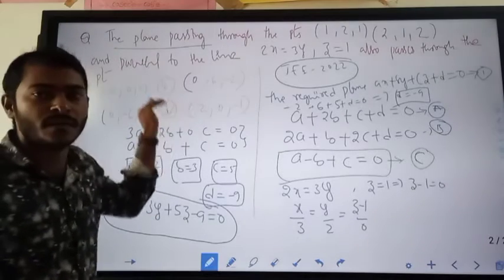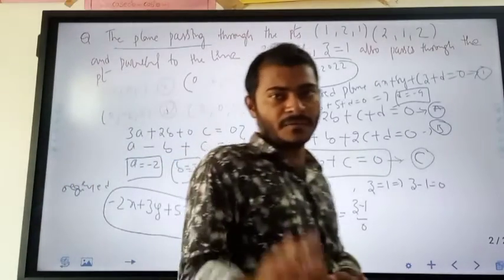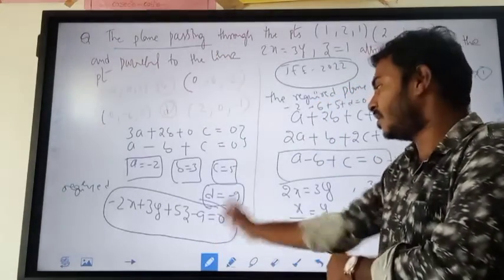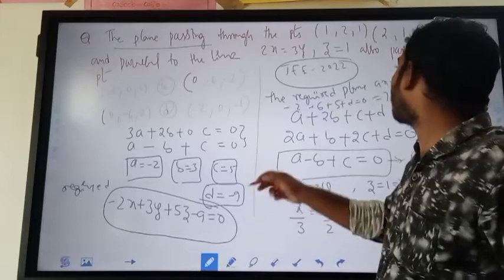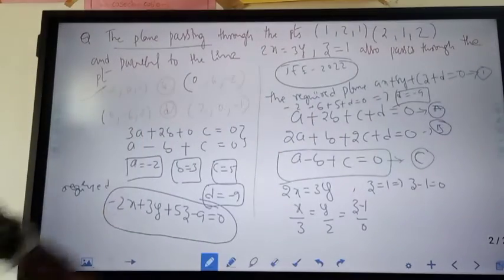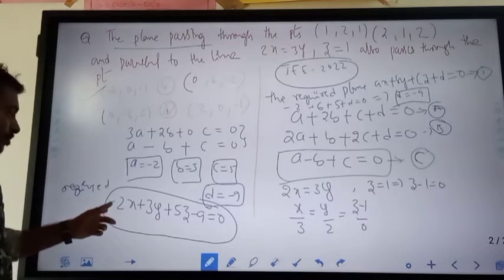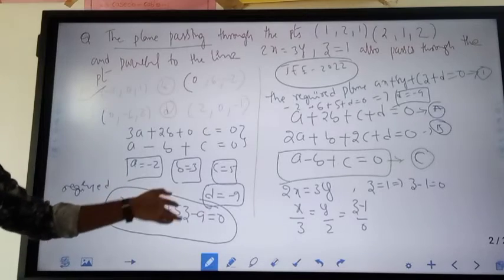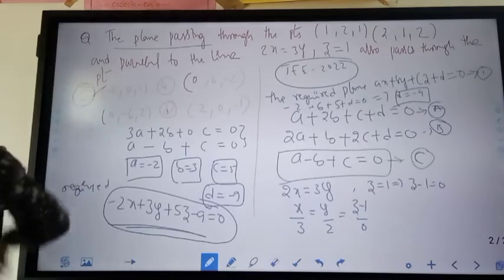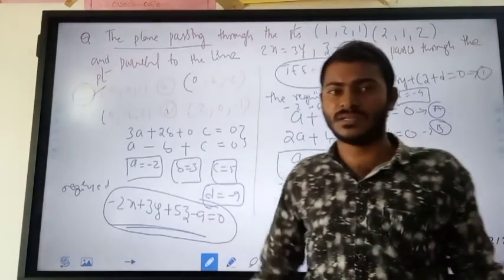By substituting the four option points in this equation, the point where we get the value 0 satisfies the plane equation, so the plane passes through that point. That option is A. When we substitute there, 9 minus 9 equals 0, so the answer is option A. When you substitute in the equation, you get the answer.